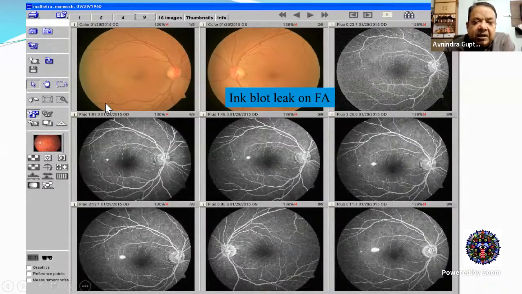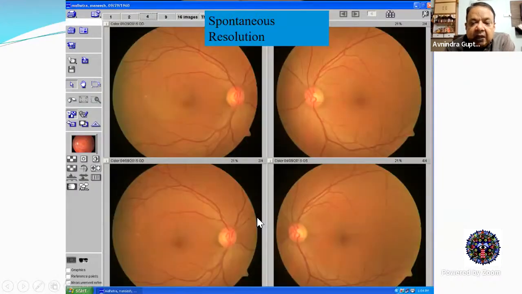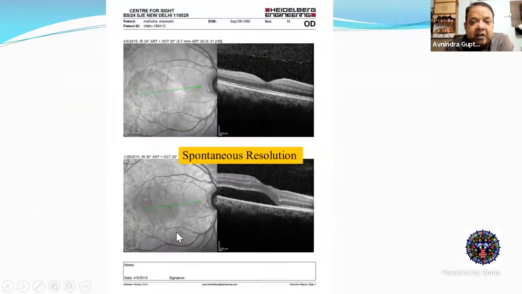This is one of the patients. You can see a blister-like swelling in the temporal area involving the macula. On fluorescein angiography, we see an ink blot leak. This patient was observed for a period of 6 weeks to 2 months, and there was a spontaneous resolution of central serous retinopathy. This is an OCT picture showing a spontaneous resolution of subretinal fluid and return of normal foveal contour, and the patient improved to normal vision after a period of 4 to 6 weeks.